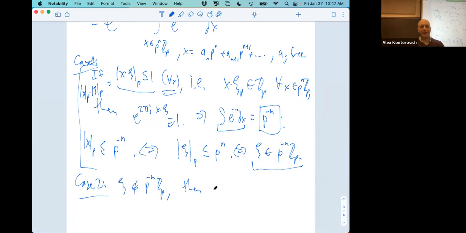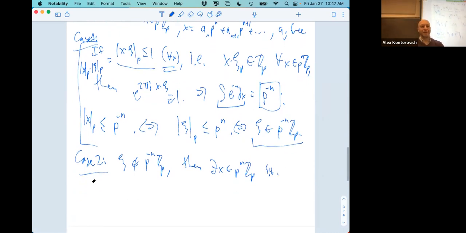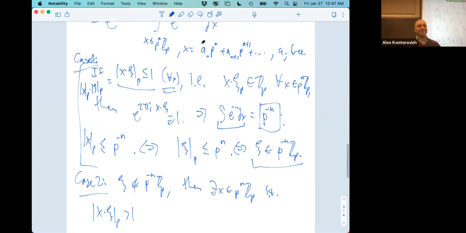Then, well, let's say there exists X in P to the N Z_p such that the norm of X times C_p is greater than 1. C is fixed. X is ranging over all possible values. Now these are actual individual elements. Now we have a real character, a non-trivial character. So that means that e to the 2 pi I xc varies with x.